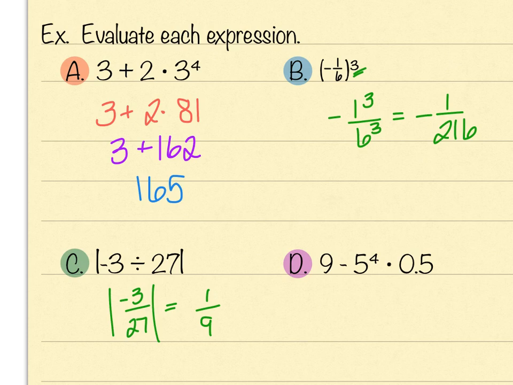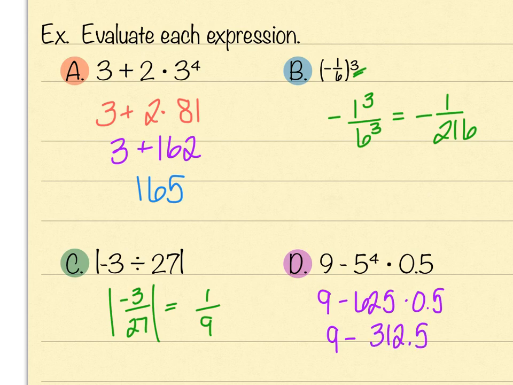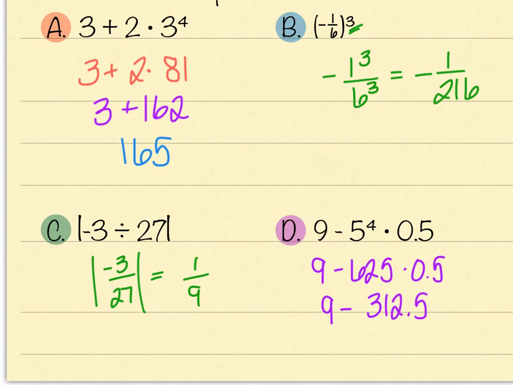And then for example D, we've got 9 minus 5 to the 4th times 0.5. So 5 to the 4th is 5 times 5 times 5 times 5, or 25 times 25, which is 625, times 0.5. I have to do the multiplication before I do the subtraction. All right, so 9 minus, and then 625 times 0.5 is 312.5. So we're going to get an extremely negative number here. And then 9 minus 312.5 is going to give us -303.5. That is our final answer.